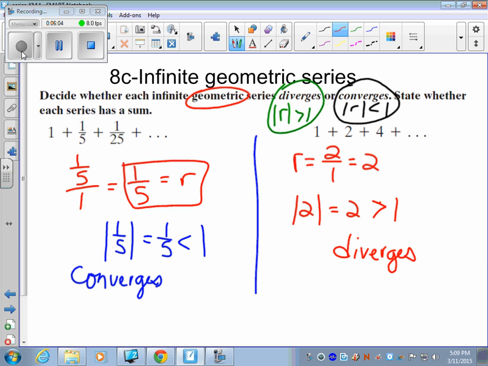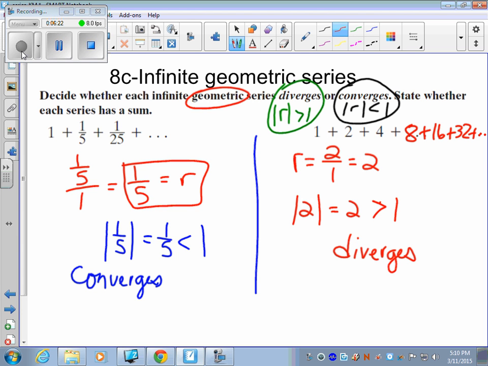So, I mean, you think about it. 1 plus 2 plus 4 plus 8 plus 16 plus 32 plus, it keeps on going on forever and ever. Those numbers keep on getting bigger and bigger and bigger. It'll never add to anything. So it really diverges to infinity.